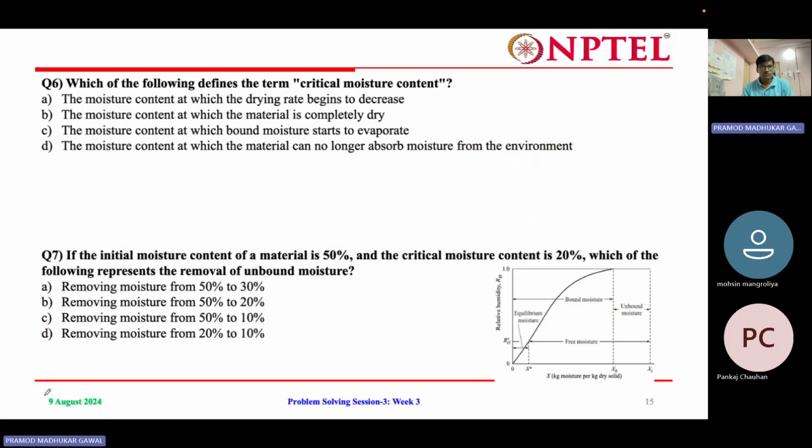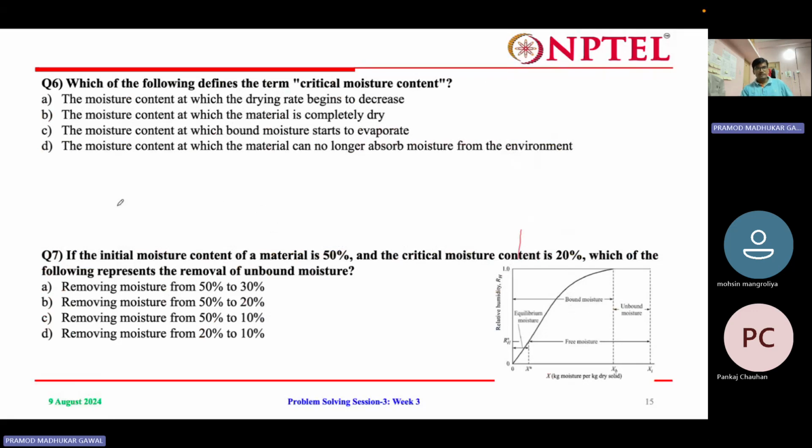Question number 6: which of the following defines the term critical moisture content? Here are the options given. Try to tell the answers. First read the options carefully and tell the answer. Here is a graph given.